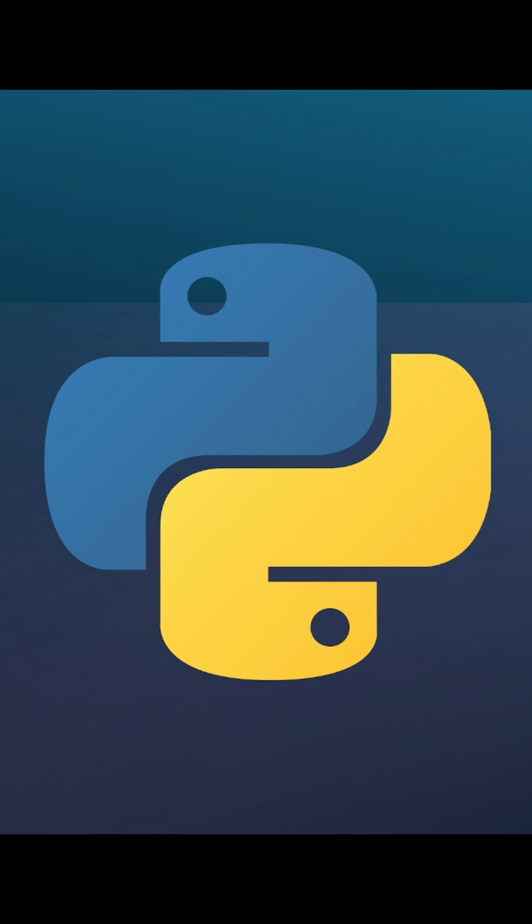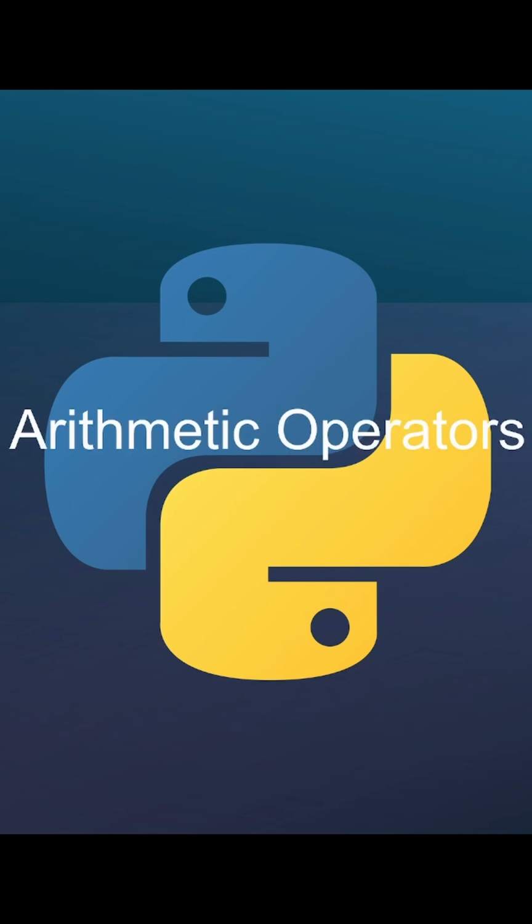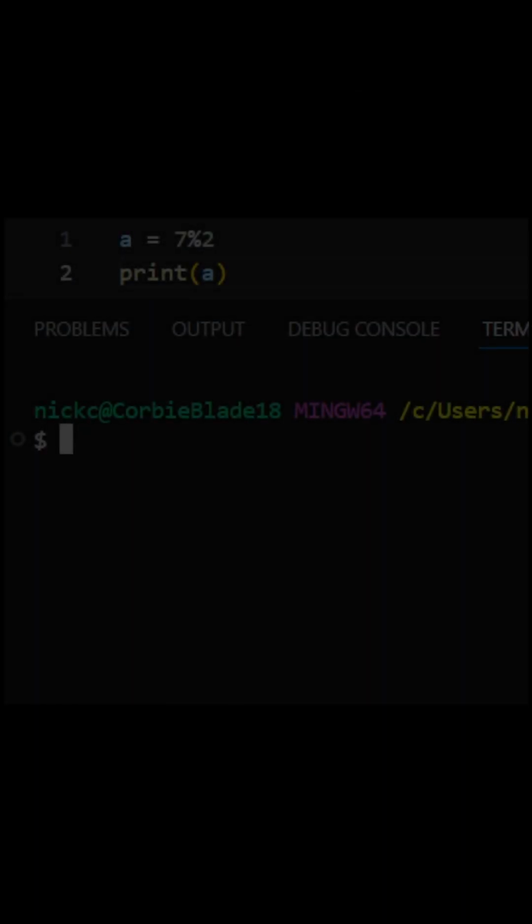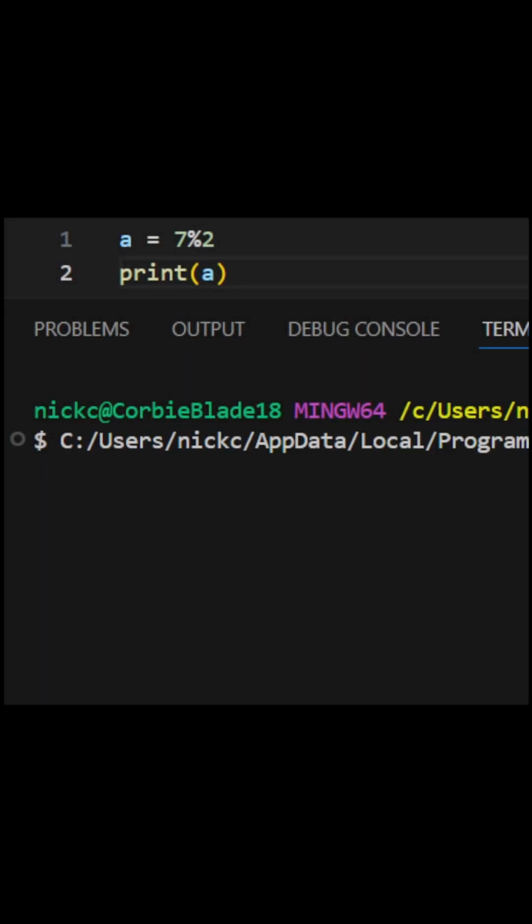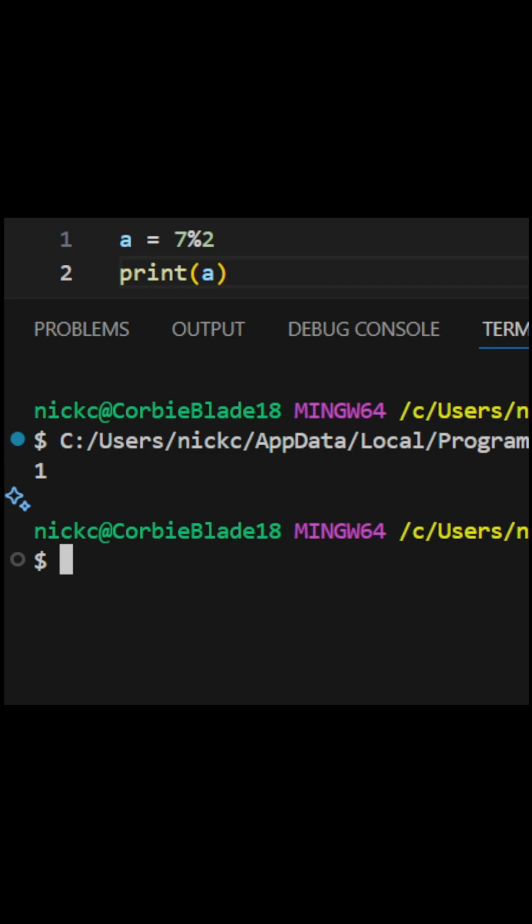Today we will be looking at the modulo operation, which is represented by a percent sign. The modulo operation finds a remainder from the division between two integers or floats. Here we have a variable a to which we assign the operation of 7 modulo 2. When we print the variable a, we can see it has a value of 1 after the modulo operation has been performed. This is because 7 divided by 2 is 3 remainder 1.